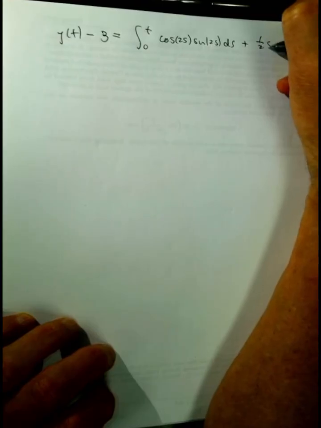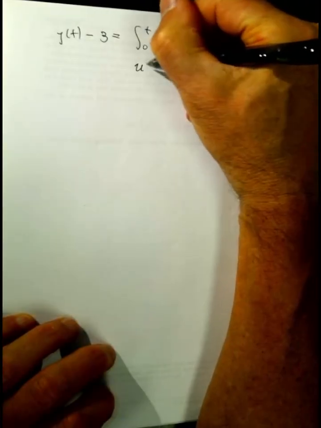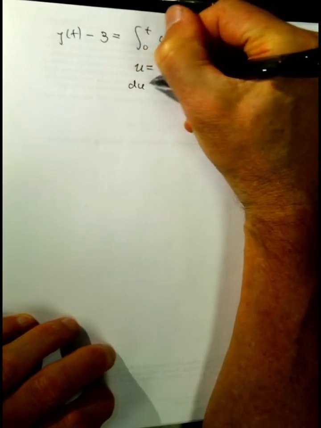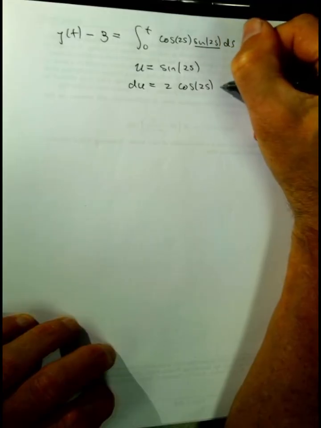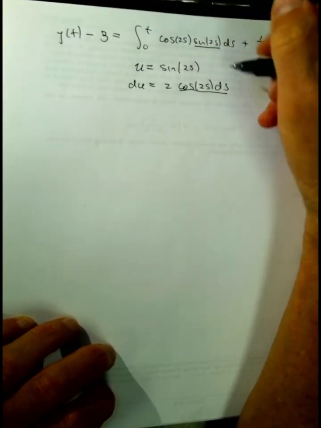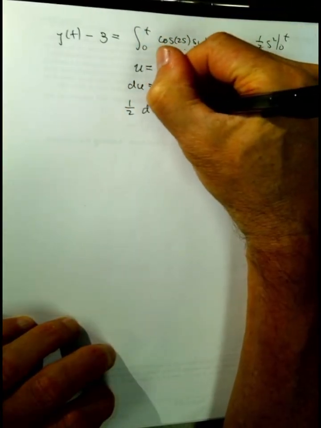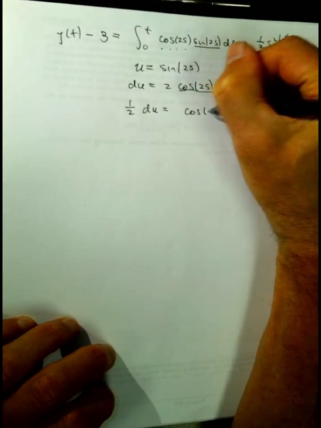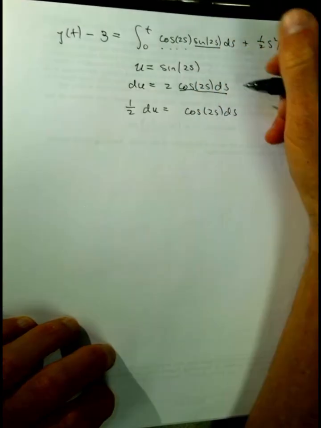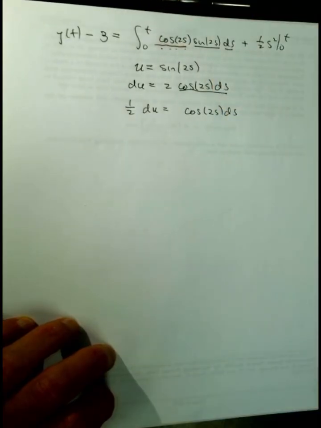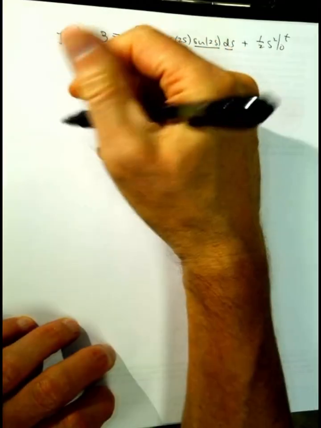I had 1/2 s squared from 0 to t. Here I'm going to do a u substitution. I'm going to let u equal sine of 2s, and the derivative of sine of 2s is going to be 2 times cosine of 2s. And this is what I have here. So since 2 is a constant, I can pull this over. And my cosine 2s ds is what I have in my original right there.